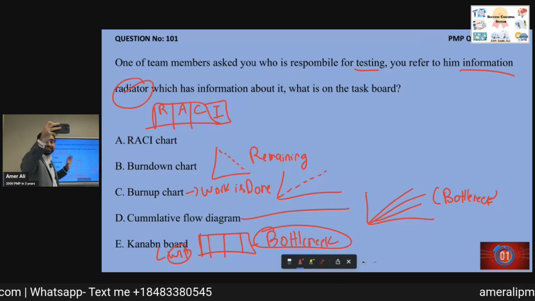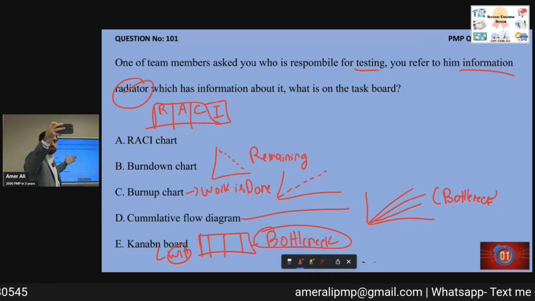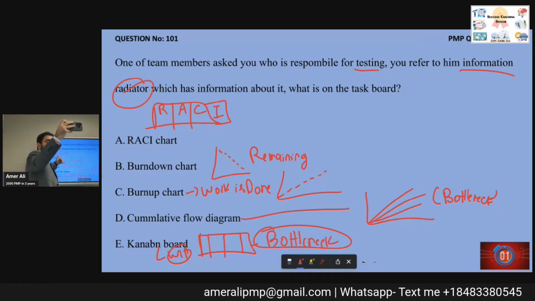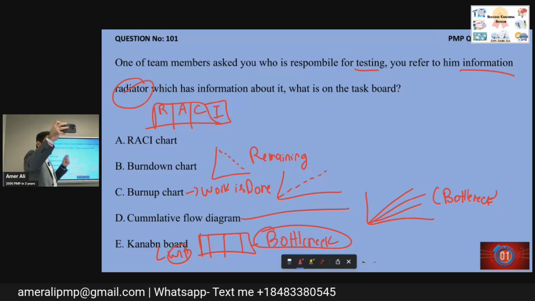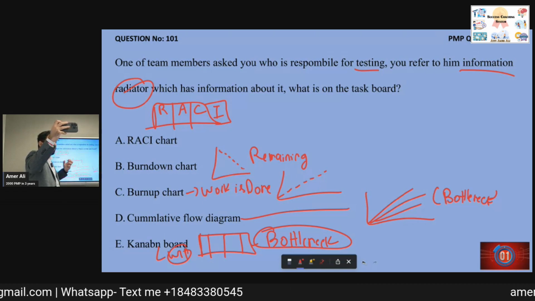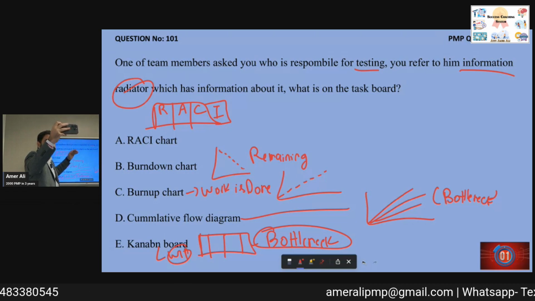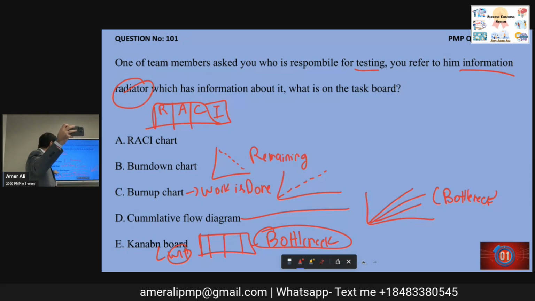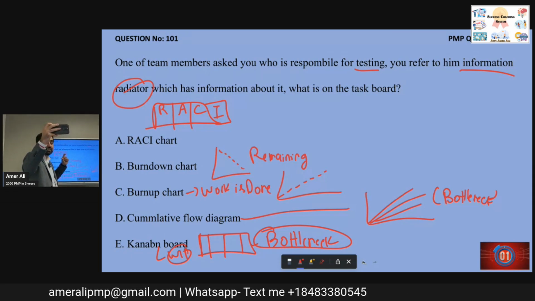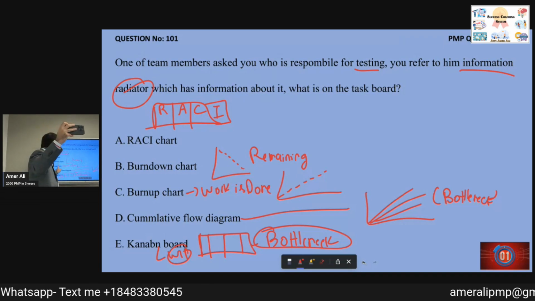Information radiators are critical. Like this board is an information radiator showing you information. But these are the critical information radiators in the PMP exam. Kanban board identifies the bottleneck. What is causing a problem? It helps you to build flow. It works with work in progress limits. You identify bottleneck with the help of Kanban board. Cumulative flow diagram is the visual depiction of Kanban board. Again, it helps you to identify bottleneck.